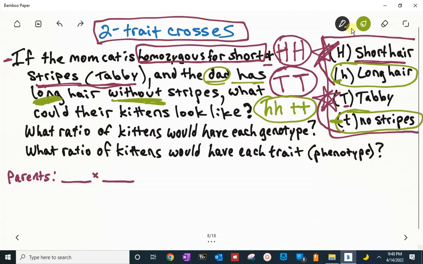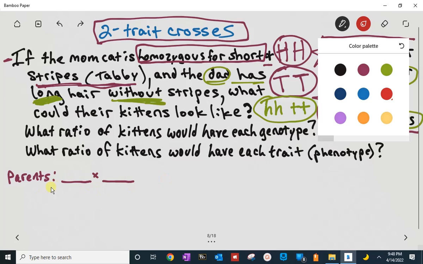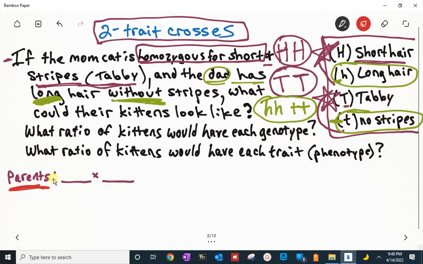So the parents, we have the parents right here. So we're going to know that here's the mom. She's got capital H, capital H, capital T, capital T, and the dad is lowercase h, lowercase h, lowercase t, lowercase t. So now here's the first question. What ratio of kittens would have each genotype?